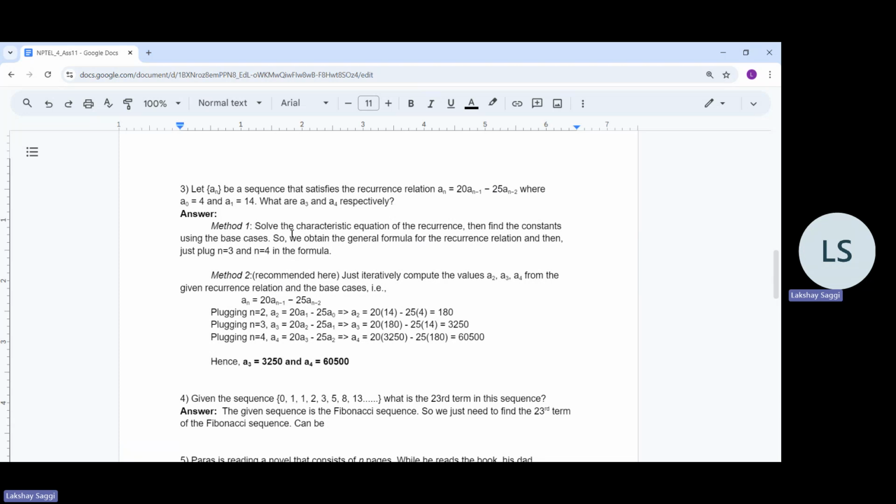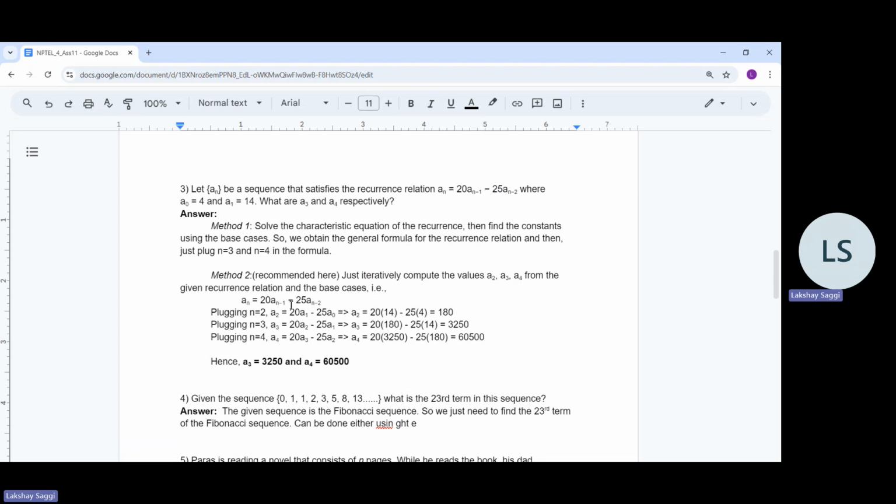So there are two methods: the characteristic equation to obtain the general formula. We already know the general formula for Fibonacci, but it's a bit complicated, like it involves square roots and everything. So still, I would advise method 2 to calculate the 23rd term. Again, just do it iteratively. This can be done either using the iterative method, or by solving the characteristic equation.